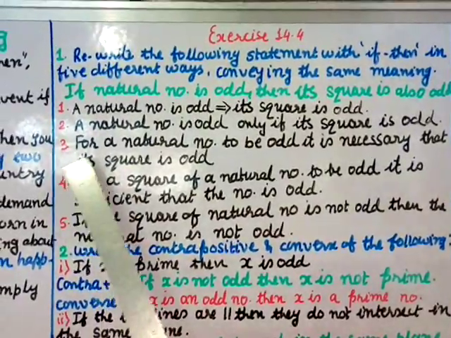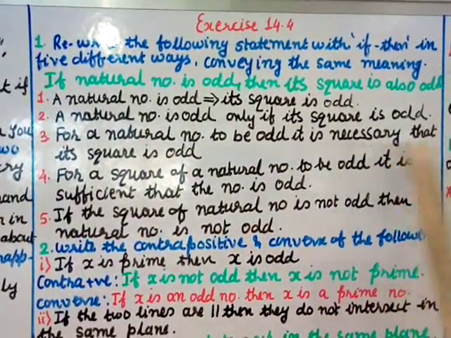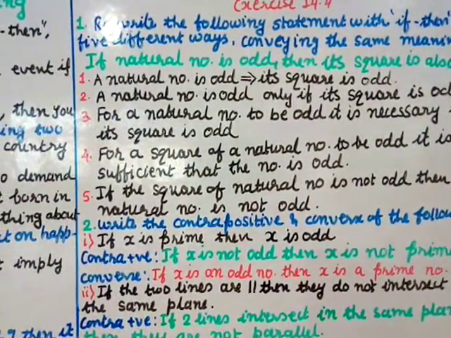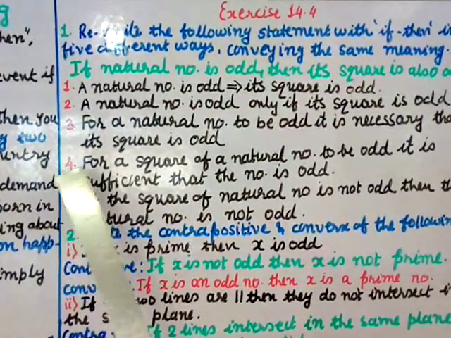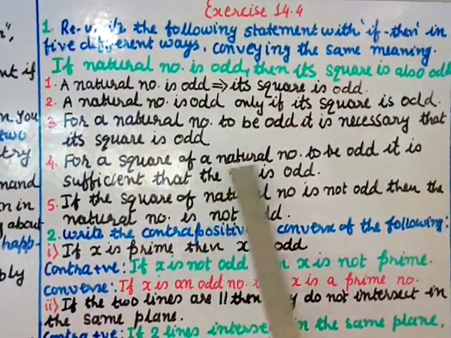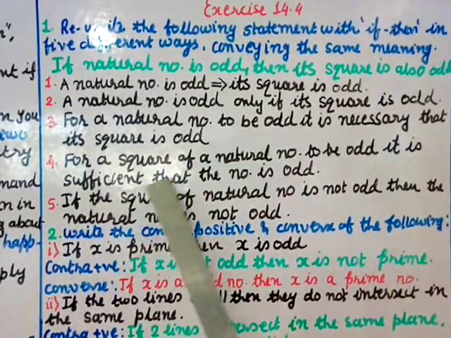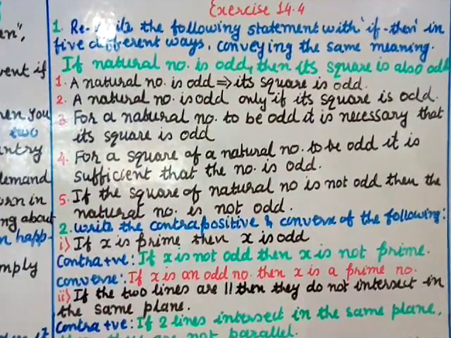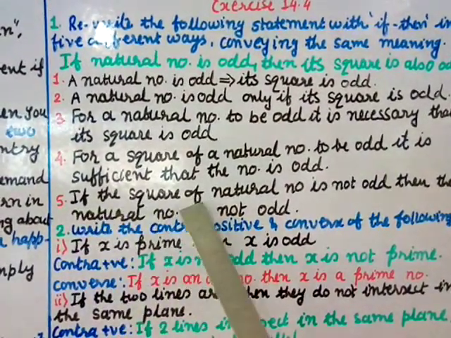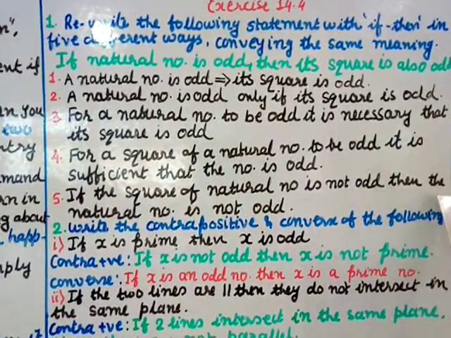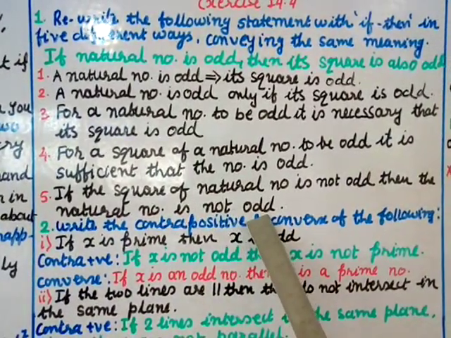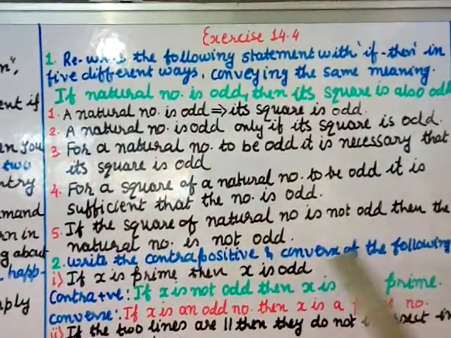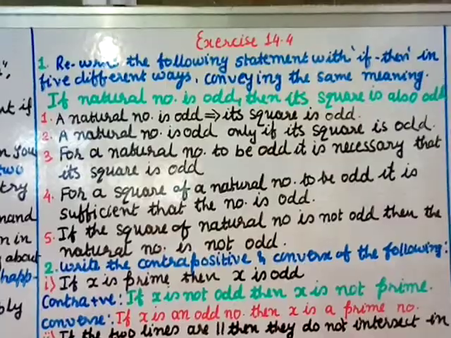Third way you can write as, for a natural number to be odd, it is necessary that its square is odd. So that is what I am using, the necessary condition. 4. For the square of a natural number to be odd, it is sufficient that the number is odd. So this is like using the sufficient condition. And fifth way you can write it as, if the square of a natural number is not odd, then the natural number is not odd. This is not Q implies not P, right? So we have written in 5 ways which have got the same meaning.